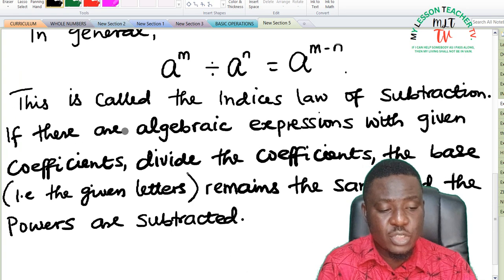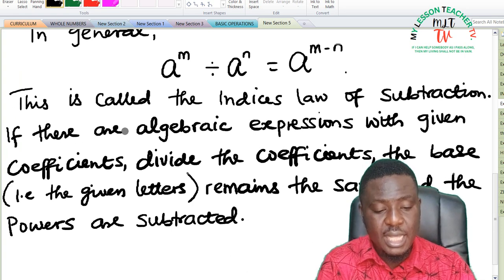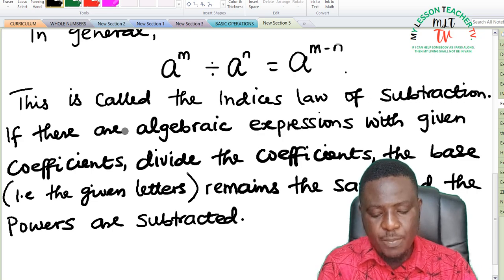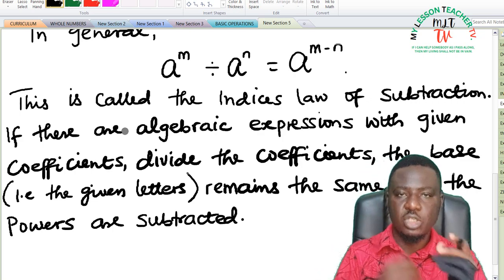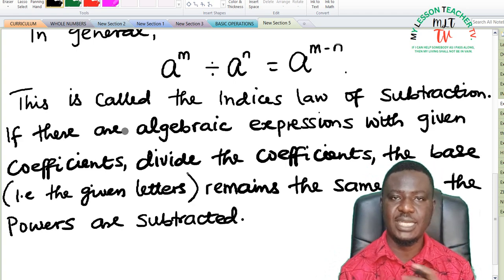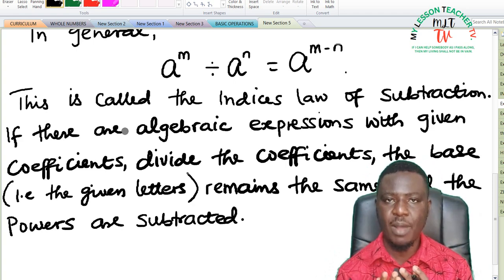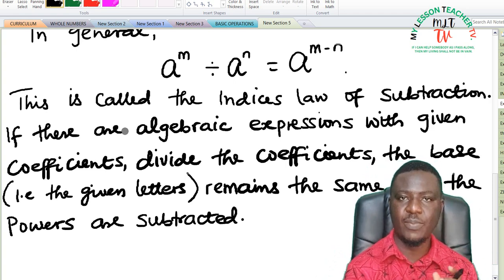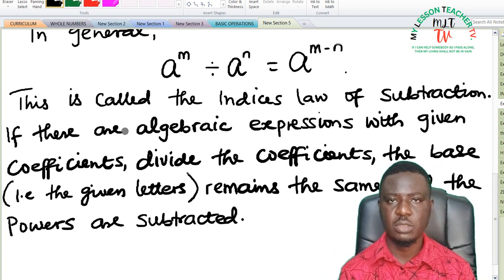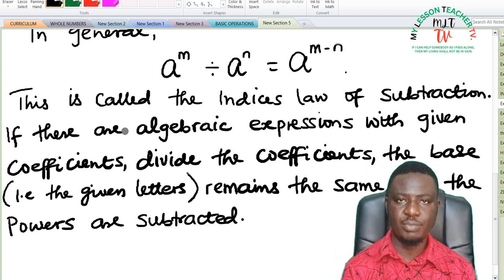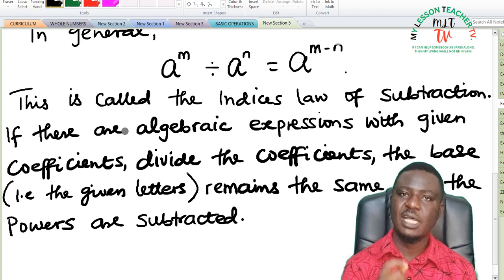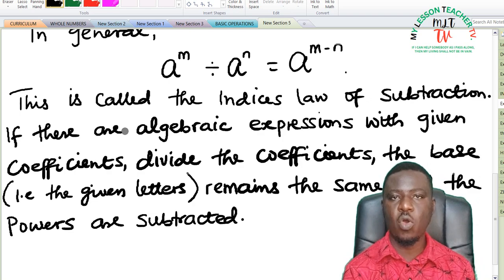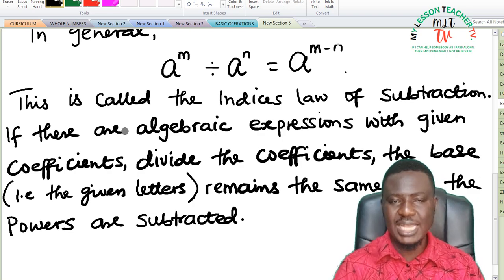If there are algebraic expressions with given coefficients, divide the coefficients, the base remains the same, and the powers are subtracted. Just like what we did when we had coefficients in addition, we multiplied the coefficients, the base remained the same, and we added the powers. Same thing with subtraction. When you're dividing two indical problems and they have coefficients, divide the coefficients and then carry out the indical law of subtraction with those that are indices.